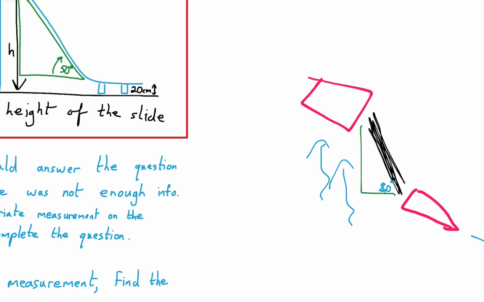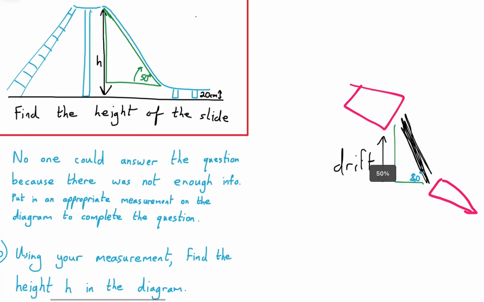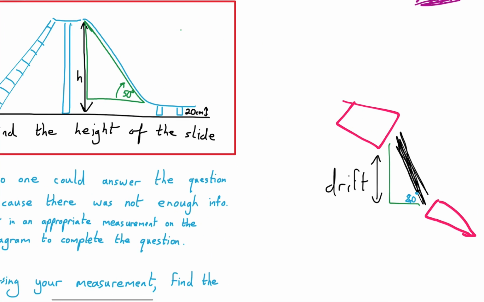I want to know the length of this section here. Maybe we'll call it the drift. The raft is kind of drifting, not following directly behind. So I want to know how long that drift is for some reason. Okay, I have no idea.